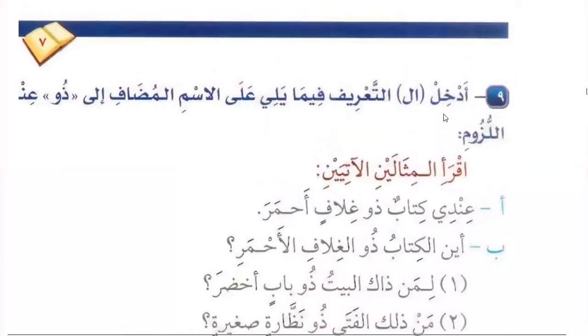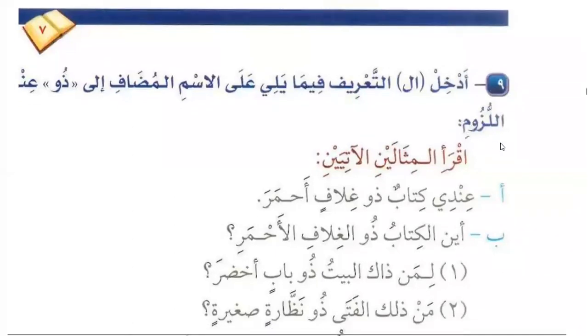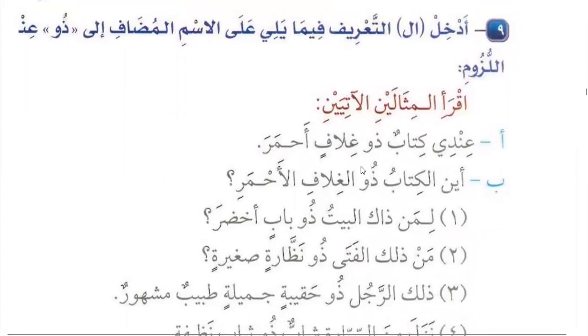Before the break we stopped here. Question number 9. أدخل التعريف فيما يلي على الاسم المضاف إلى ذو عند اللزوم. Add the word ألف لام, which is known as لام ألف التعريف. تعريف means definiteness. فيما يلي means in what is below. The مضاف nouns, which are مضاف to the word ذو, wherever necessary. So wherever ألف لام is needed, there you will add ألف لام, and in all of them the مضاف will be ذو. So here كتابون is a نكرة noun, so this غلاف does not need ألف لام, but here الكتاب is معرفة, so the word after ذو must have ألف لام as well.